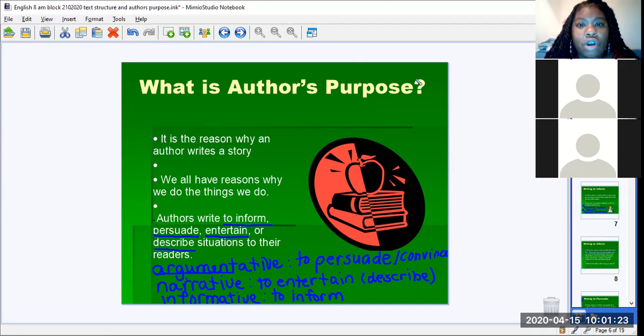Authors write to inform, to persuade, to entertain, or to describe situations to their readers. Now, what I have written in the blue, because this is a previous lesson that I've already taught, says argumentative is to persuade or to convince. Narrative is to entertain or to describe. And informative is simply to inform. So argumentative, narrative, and informative, those are the three types of essays, okay?